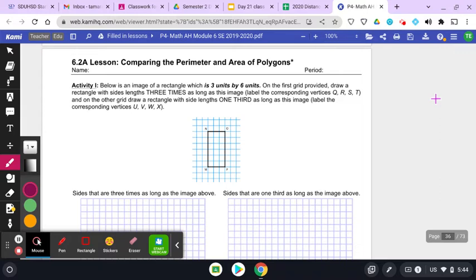So to do this, I first look, this is obviously the 3, and this over here is the 6. So if I want to make it 3 times as big, I need to multiply. That's my scale factor. So my 3 times 3 is 9, and my 6 times 3 is 18. So I need to make it 9 by 18, which means it's going to be pretty large.